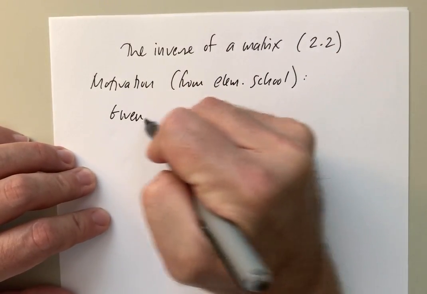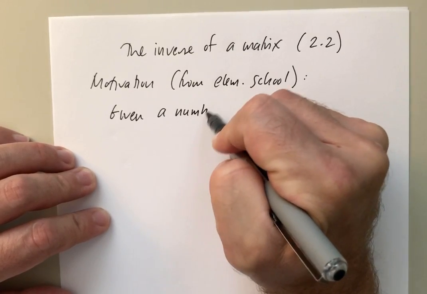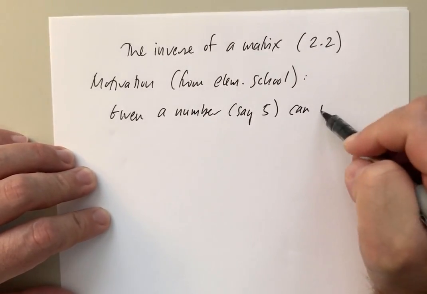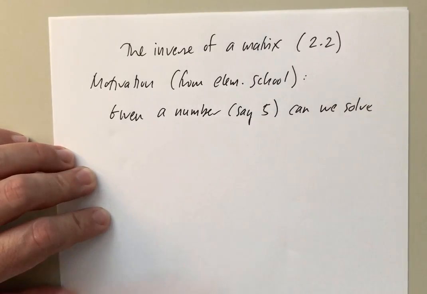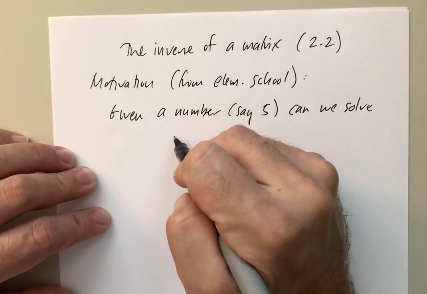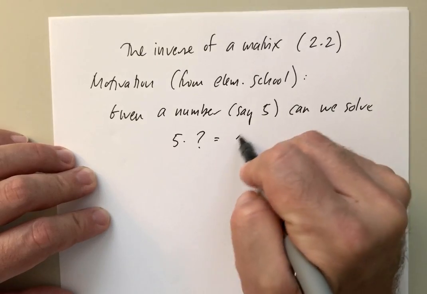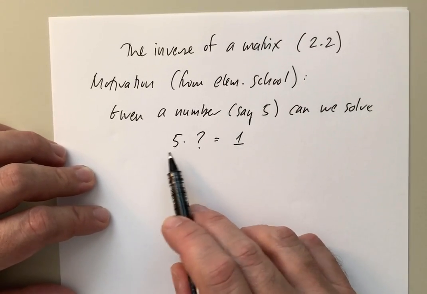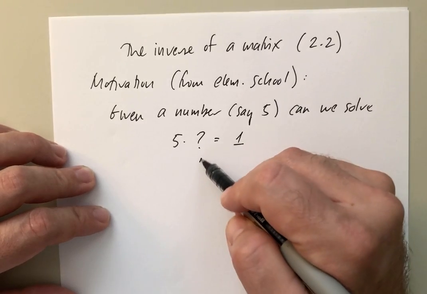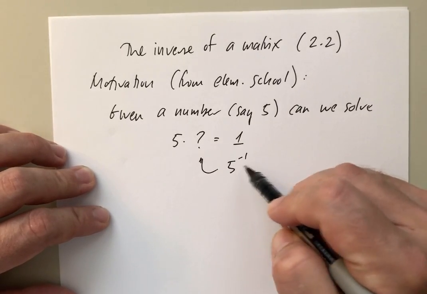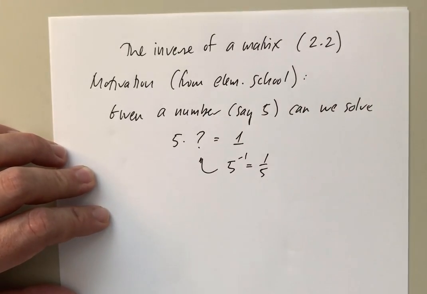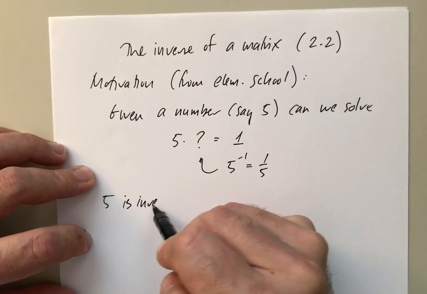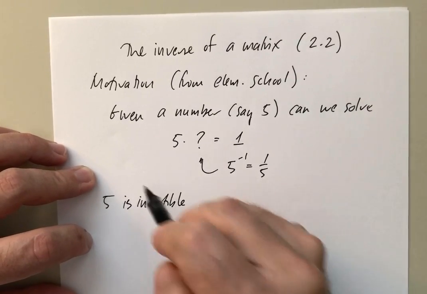So given a number, let's say 5, can we solve the equation, or whatever you want to call it, 5 times something equals 1? So I want to know, is there a number that I can put here that multiplies 5 to 1? And of course, I can take this to be 5 to the minus 1, or 1/5. And so in this sense, we say that 5 is invertible because it has an inverse.